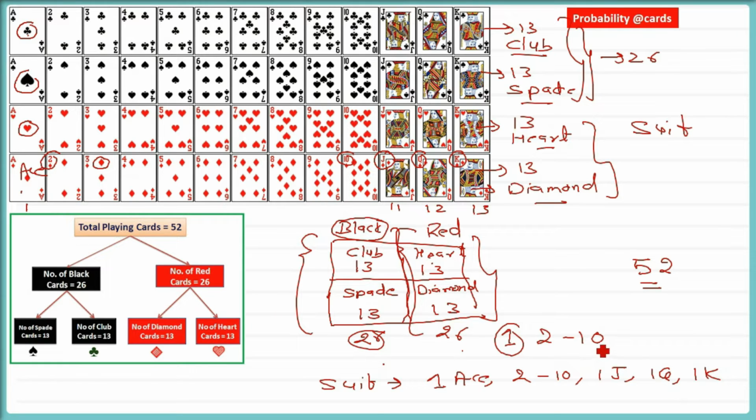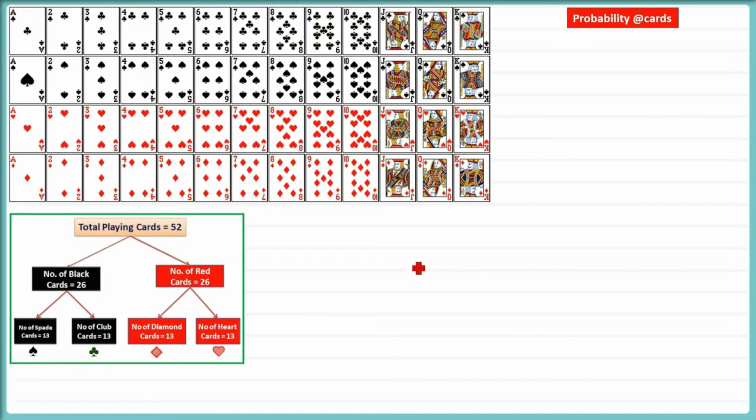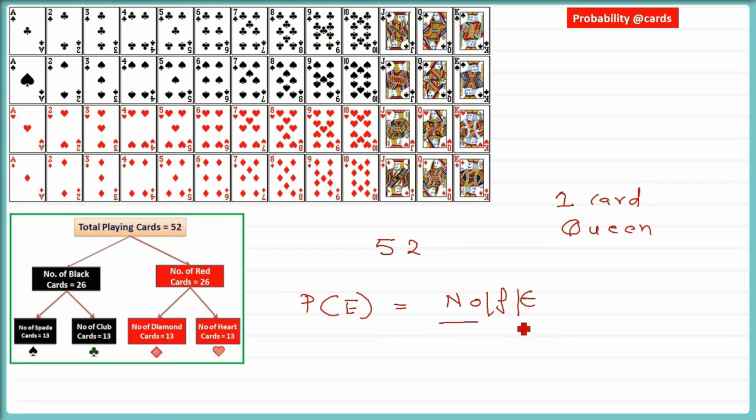So let me take an example. What kind of question can be asked? Now the question can be like this. In these 52 cards, when you pick a single card or take out one card, what is the probability of getting a queen? The probability of any experiment or event is number of favorable cases divided by number of total cases. You can call it number of favorable events and number of total events, but it should be the numbers only.